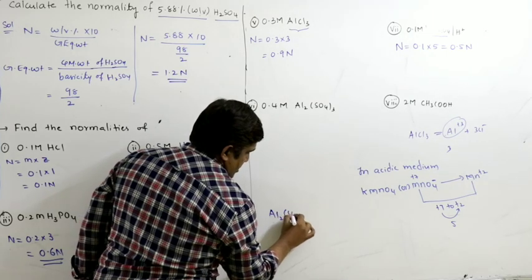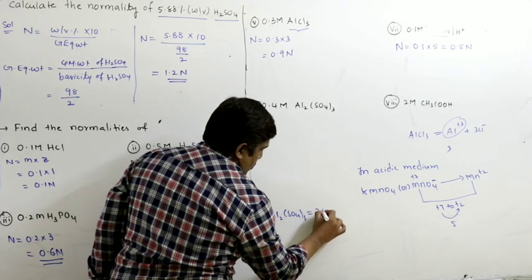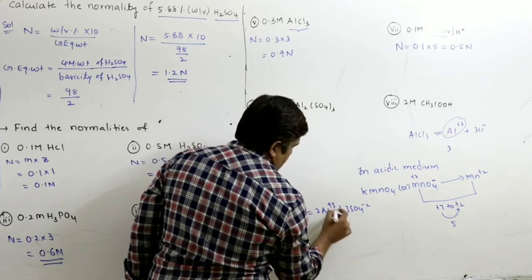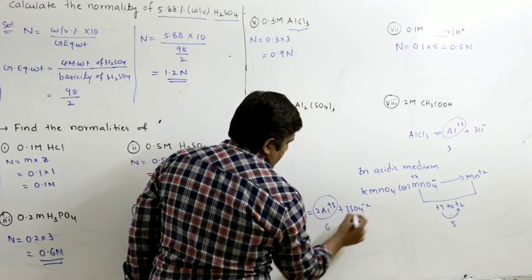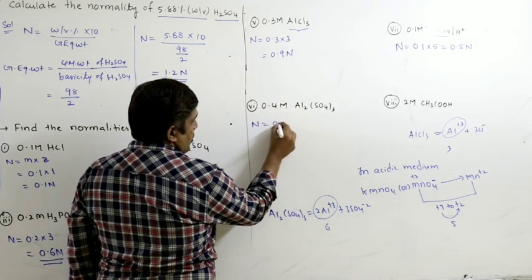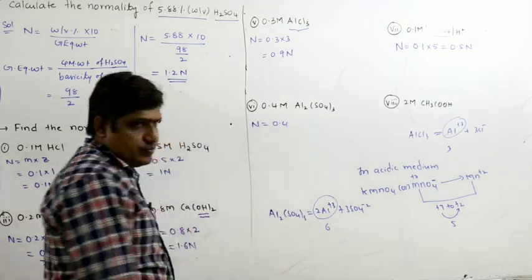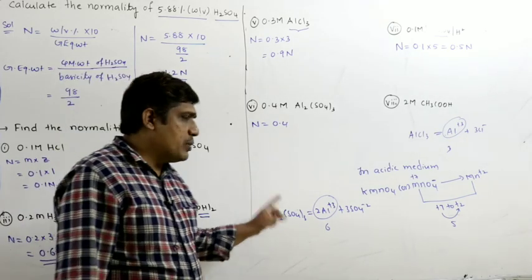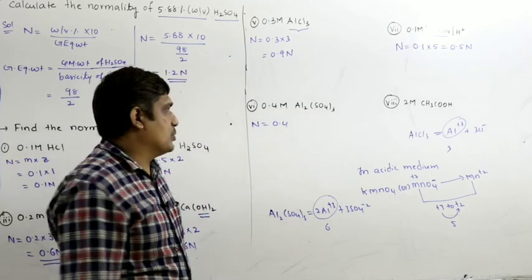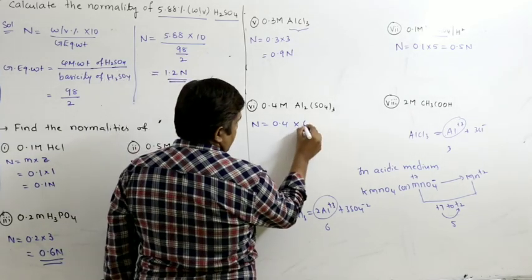Aluminium sulfate, it is a salt. It decomposes to 2Al plus 3, 3SO4 minus 2. Total positive charge 6 or total negative charge 6. Therefore, normality equals 0.4 into valency. Valency is nothing but total positive charge on cationic part or total negative charge on anionic part. That is nothing but 6.